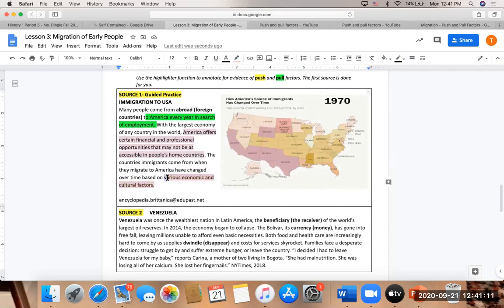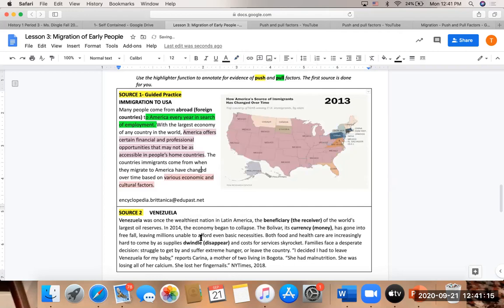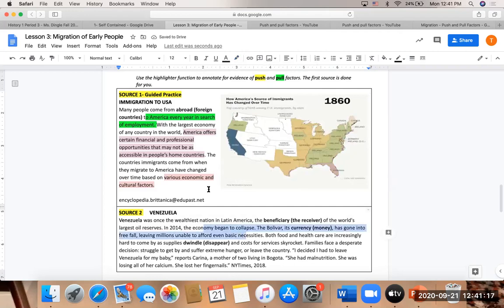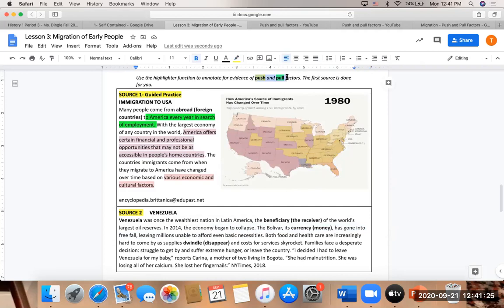So that's exactly what I need from you to do. Read the Venezuela prompt. You're going to highlight for evidence, but before you highlight your supporting evidence, you want to find your push factor or your pull factor. Remember, if it's a push, it's in yellow because you're slowing down, you're not eager to go there. And if it's a pull, you want to put it green because green means go and you're eager to go there.